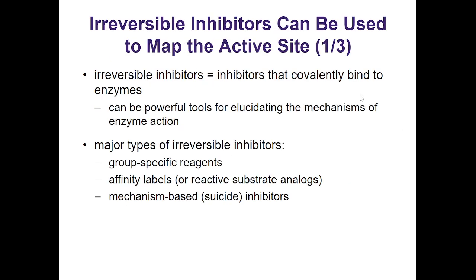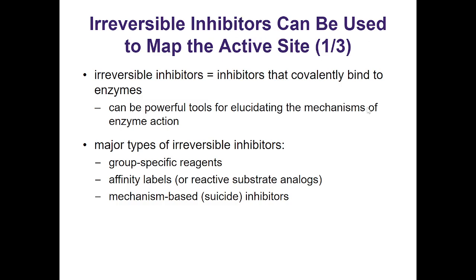Irreversible inhibitors are going to be inhibitors that covalently bind to the enzymes. These can be powerful tools for elucidating the mechanisms of an enzyme's activation because you can bind specific side chains and see which one knocks out activity, right? And any of them that knock out or change activity, those are involved in that mechanism, aren't they?